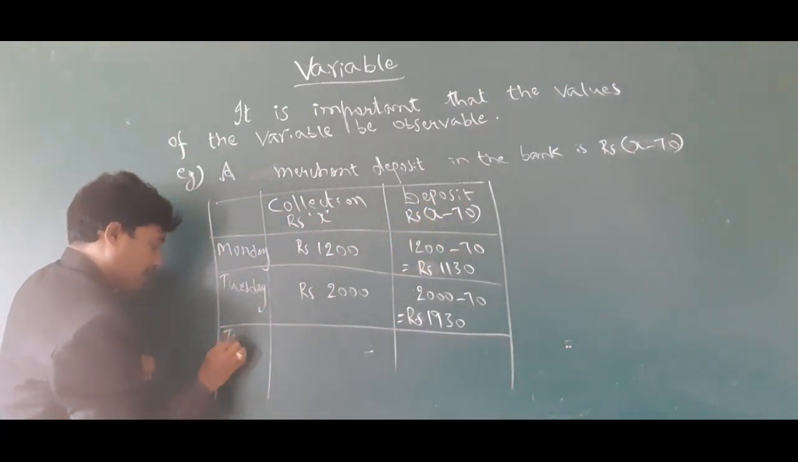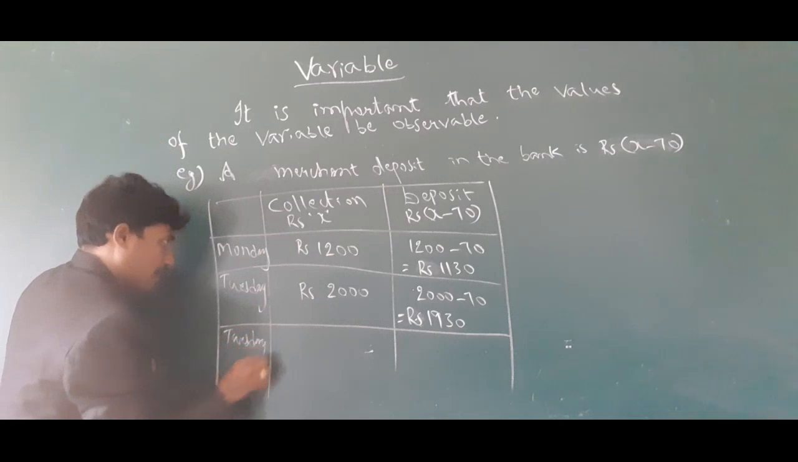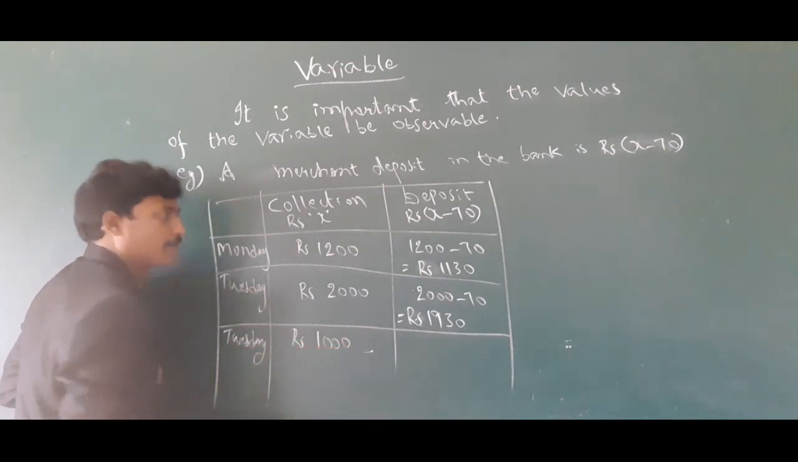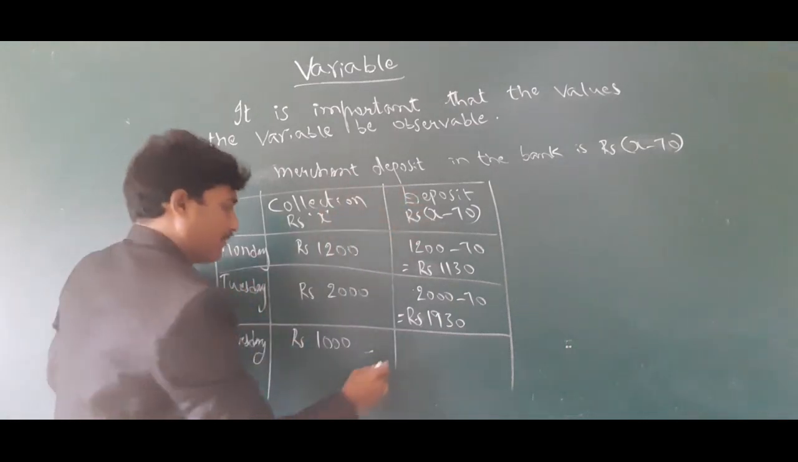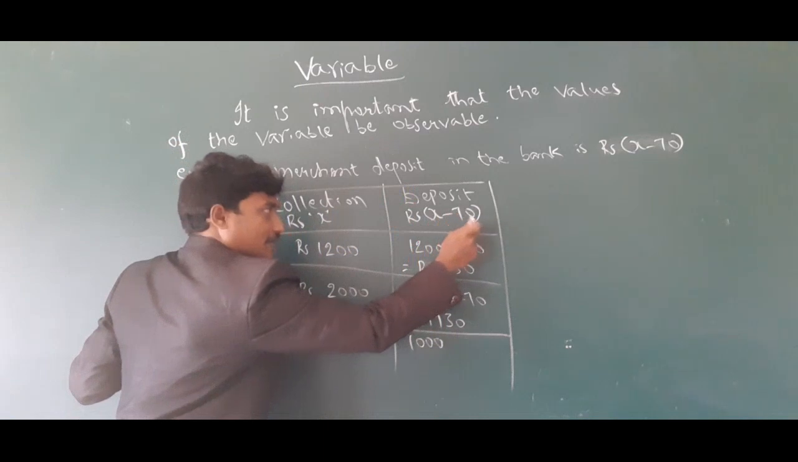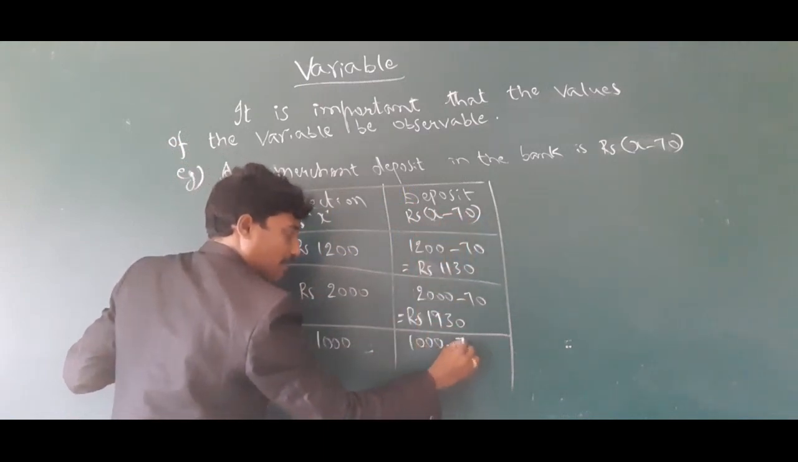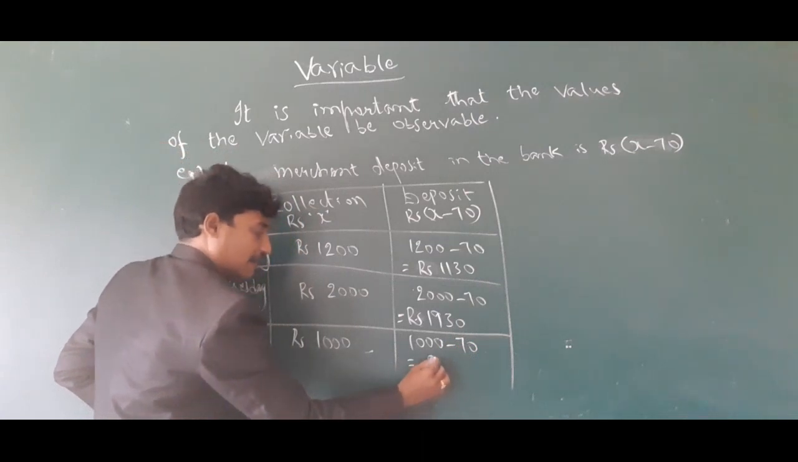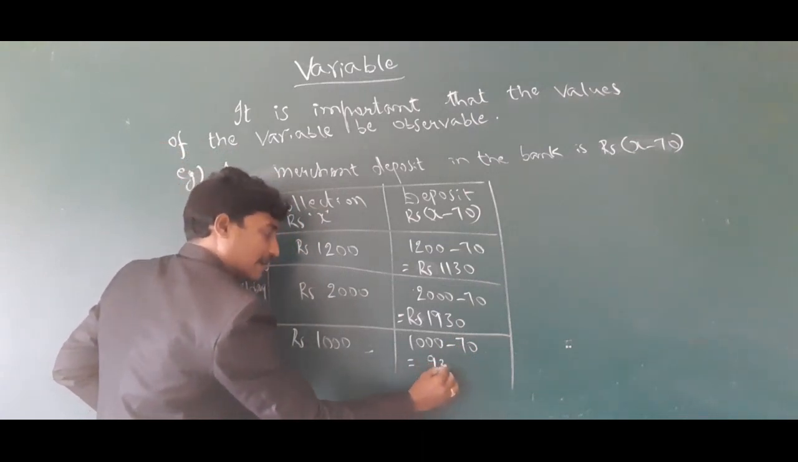On Tuesday, his collection is 1000 rupees. Then his deposit is x minus 70, substitute 1000, 1000 minus 70. That is 930 rupees.